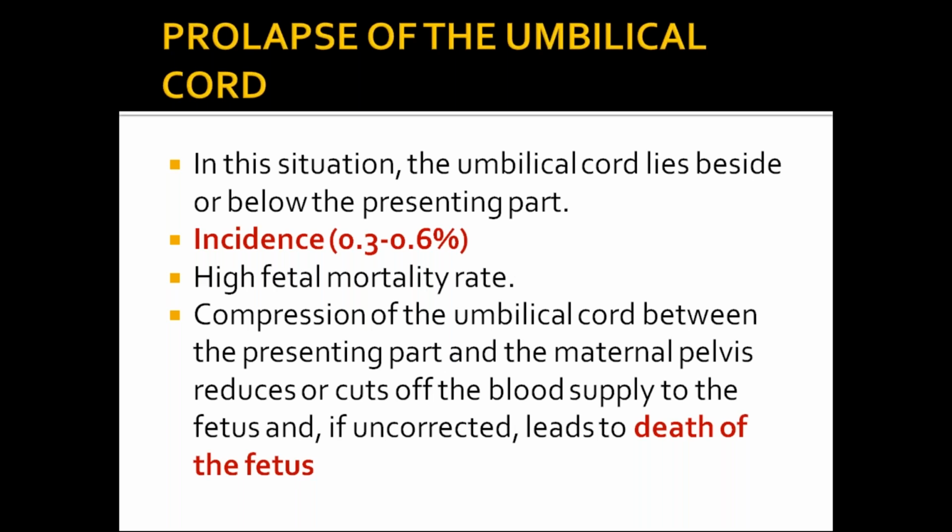What will happen? Whenever there is prolapse, there will be compression of the umbilical cord between the presenting part and the maternal pelvis. So whenever there is compression, what will happen? The blood supply will be curtailed. Whenever the blood supply is reduced, oxygen concentration will be reduced. The fetus goes into anoxia that leads to death of the fetus.